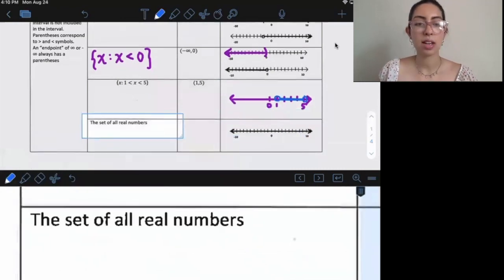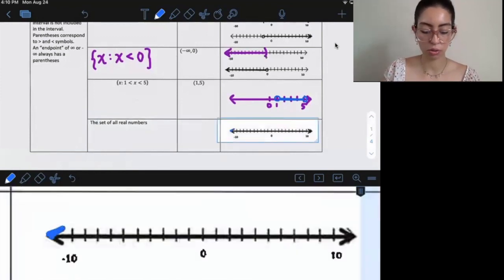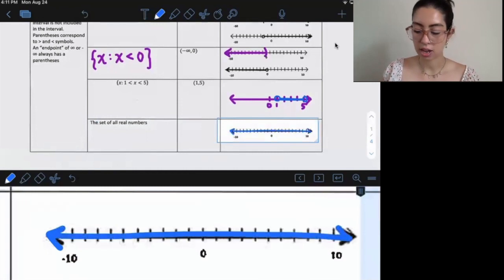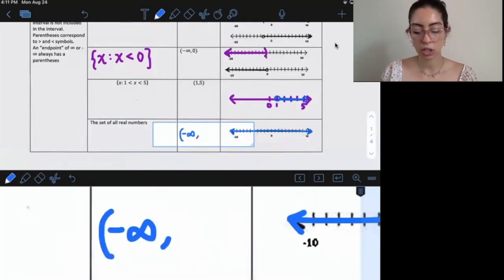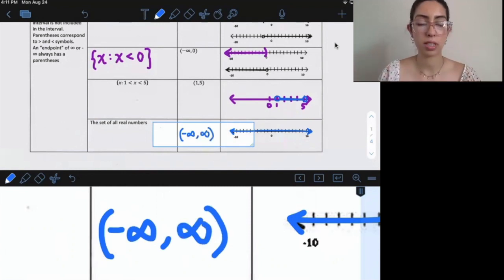Next, we have the set of all real numbers. So that means we're spanning all of the number line. You can see here that the whole number line is bolded. And so the interval notation for this will always be negative infinity to positive infinity, with open parentheses on either end.